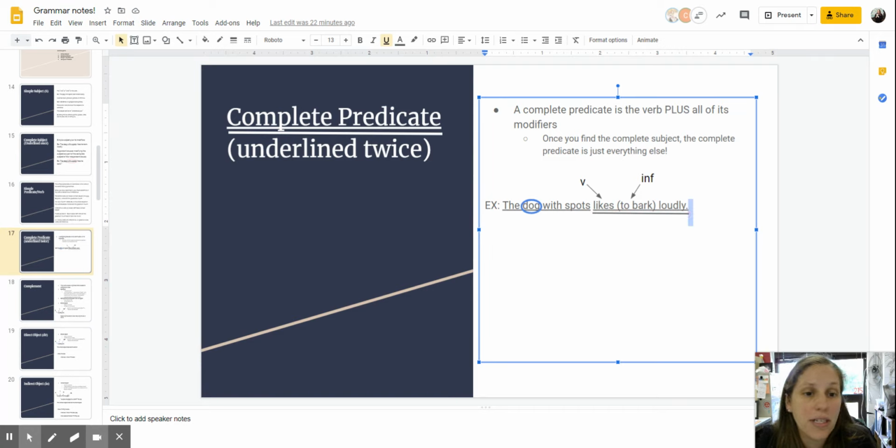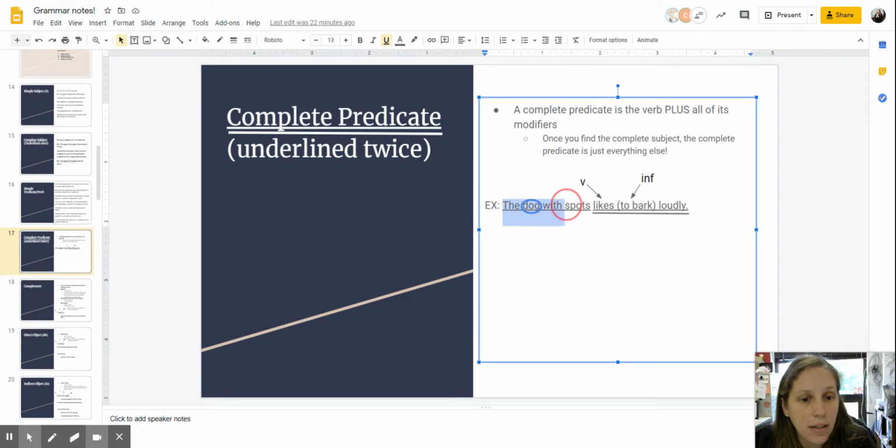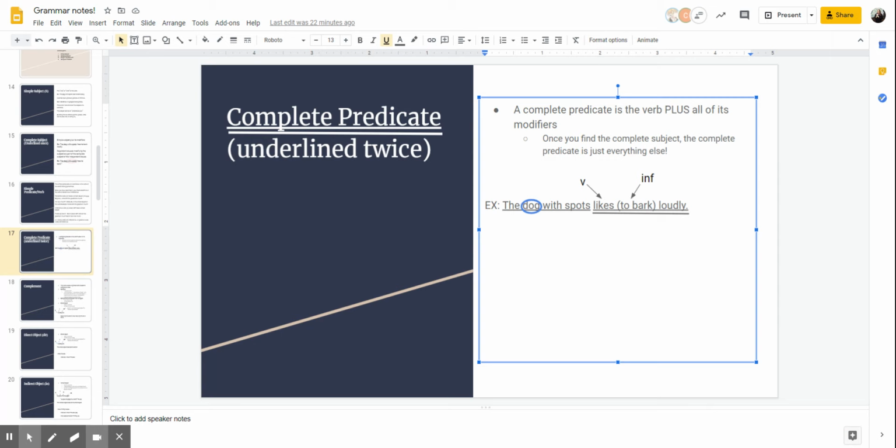And then our subject here would be, what likes to bark loudly? The dog, right? So dog is my subject. Okay, the dog with spots tells me more about that dog, right? And that's what makes it the complete subject.